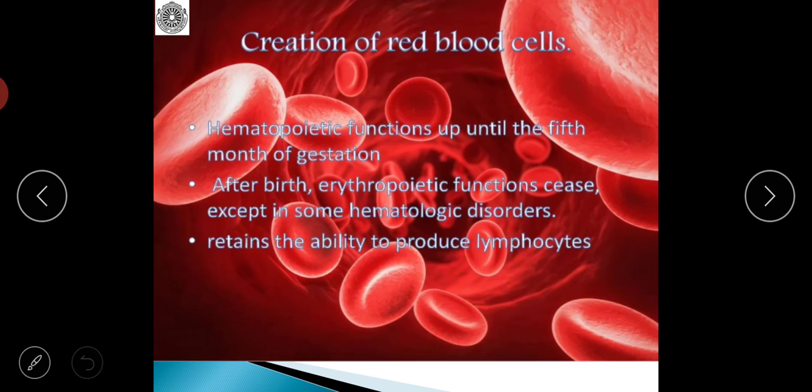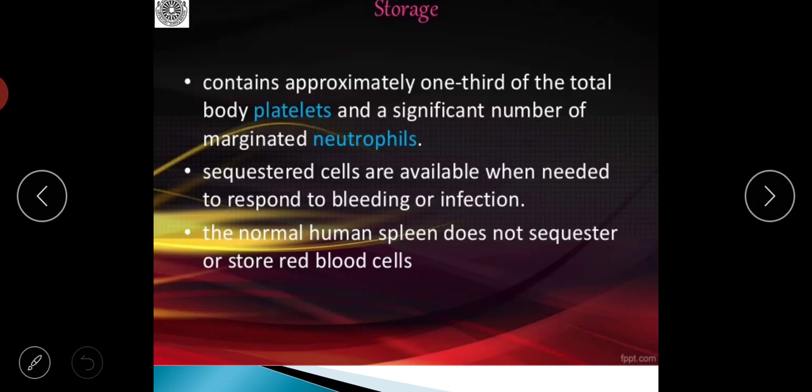It is also responsible for creation of red blood cells, that is hematopoietic functions, up until the 5th month of gestation, and after birth erythropoietic functions cease except in some hematological disorders. It retains the ability to produce lymphocytes continuously. It also functions like a storage, as it contains approximately one-third of the total body platelets and a significant number of marginated neutrophils. These sequestered cells are available when needed to respond to bleeding or infection. And the normal human spleen does not sequester or store red blood cells.